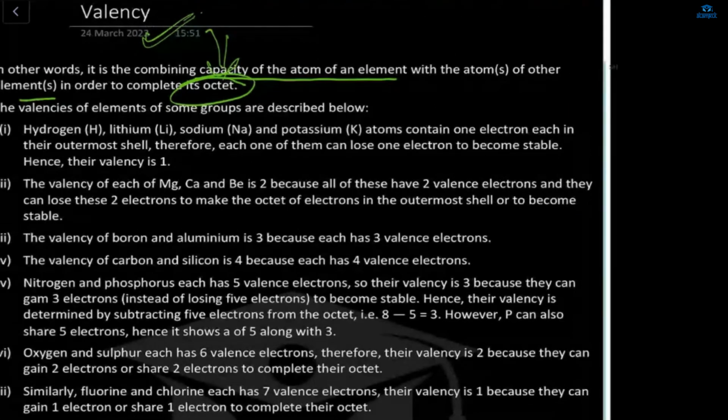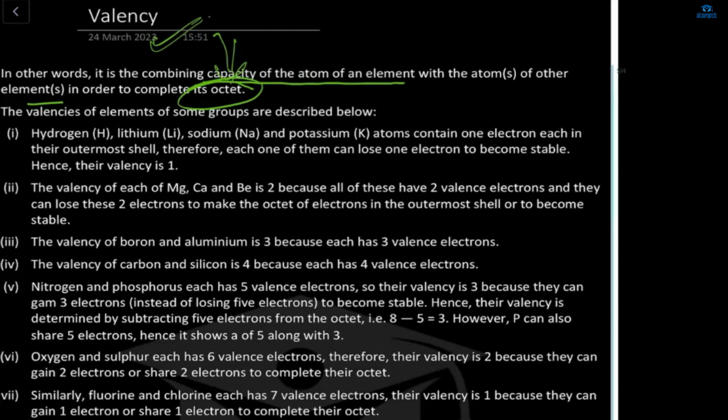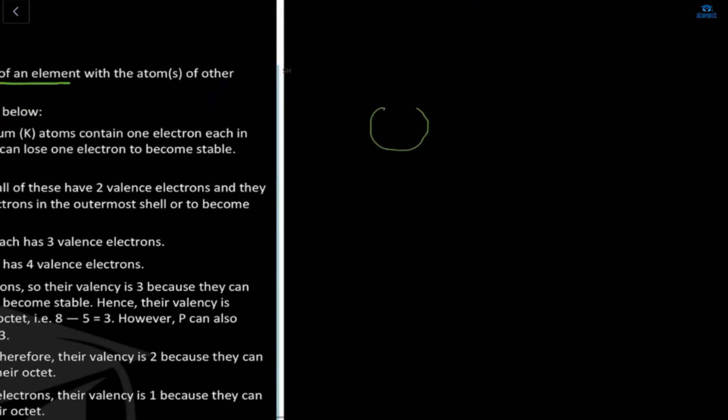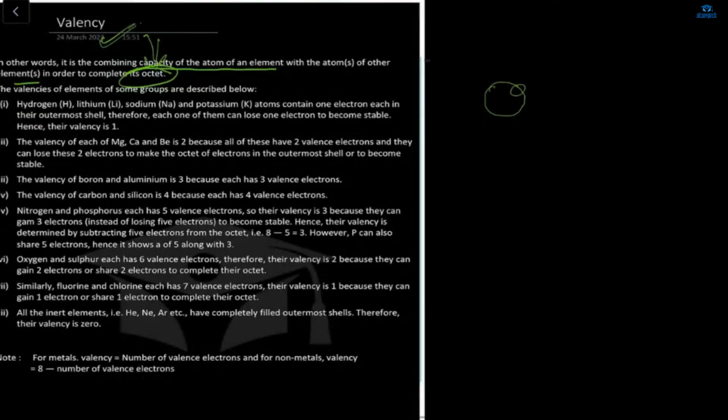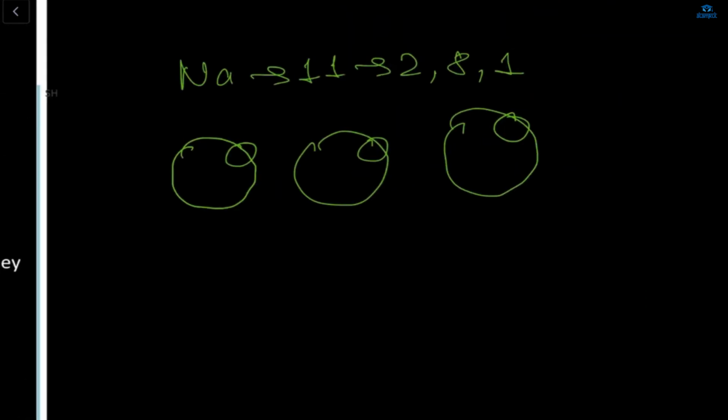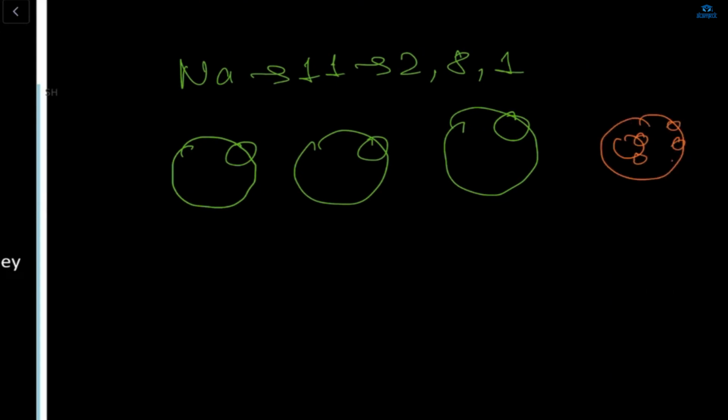Now, first is your hydrogen, lithium, sodium, and potassium. Atoms contain one electron each in the outermost shell. So each one of them can lose one electron to become stable. Hydrogen is one, even lithium is one, even sodium is one. Sodium, how come one? Because sodium is 11, so it will be 2, 8, and 1. Here is your 2, then 1, 2, 3, 4, 5, 6, 7, 8, and in the last shell there will be only one electron.